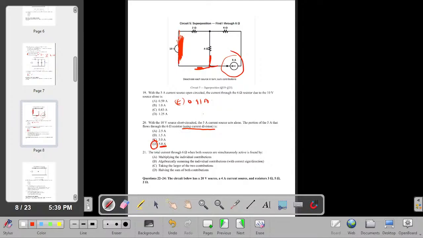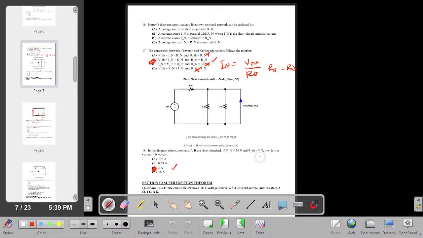So we just move straight to question 21. It says that the total current through the 6 ohm, right, when both sources are simultaneously active is found by.